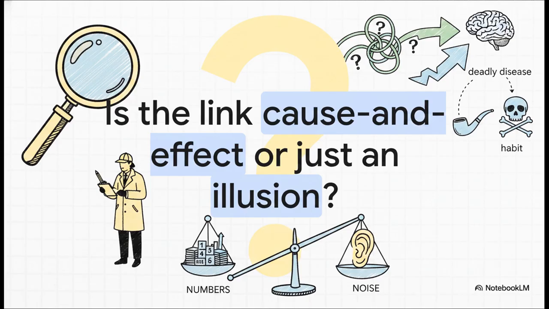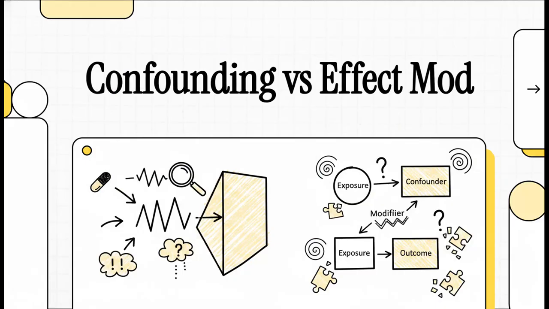Are we actually looking at a true cause and effect here, or is there some hidden third variable pulling the strings from the shadows? Well, welcome to the Explainer. Today, we're going to permanently demystify two notorious statistical stumbling blocks that completely distort how we interpret clinical data: confounding and effect modification. Now, these two concepts constantly trip up researchers, students, and seasoned clinicians alike. But by the end of this, you are going to know exactly how to crack the code.